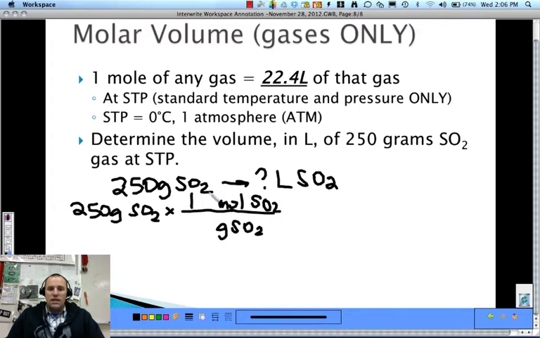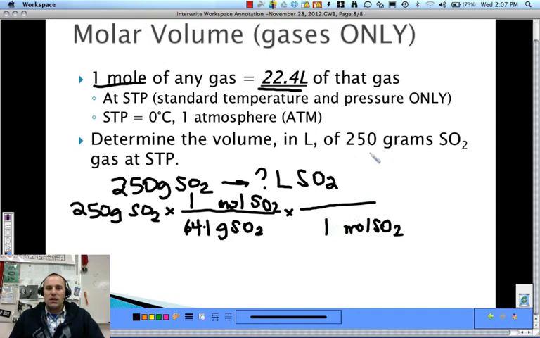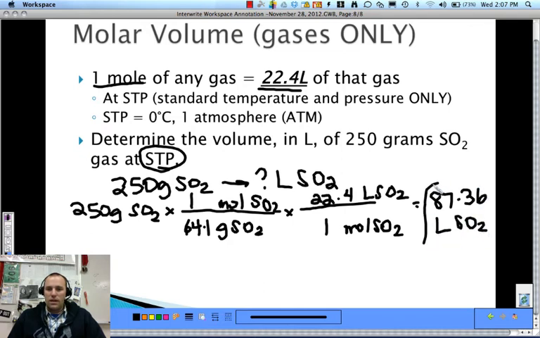So 1 mole of SO2 is equal to, where do you get grams from? You look at the periodic table. And for SO2, you get 64.1 grams is equal to 1 mole. So now we're in moles of SO2, and as we just said, 1 mole of any gas is equal to 22.4 liters. So we know this is a gas. We know it's at STP according to the question right here. So I can say 1 mole is equal to 22.4 liters of SO2. We have all of our numbers in place. We just have to plug them into our calculator. 250 times 22.4 divided by 64.1 gives you 87.36 liters of SO2 as your final answer.